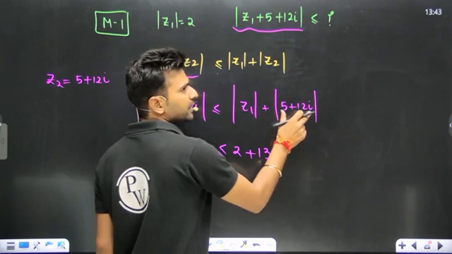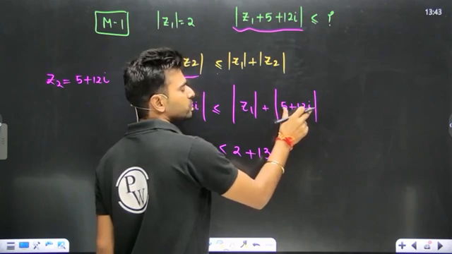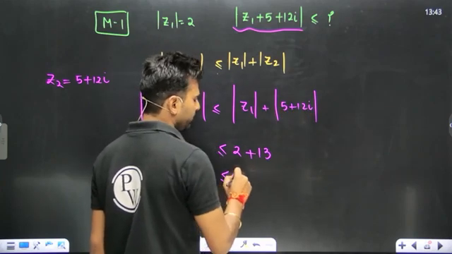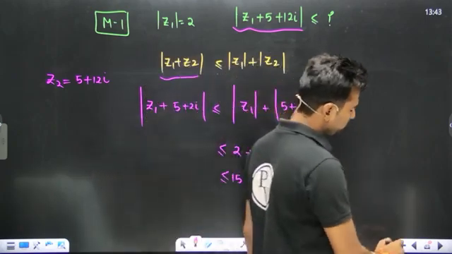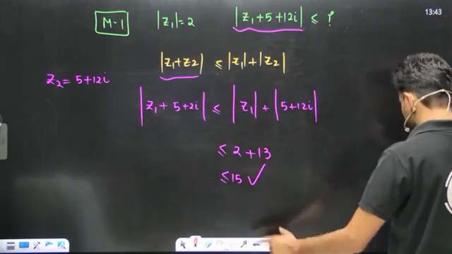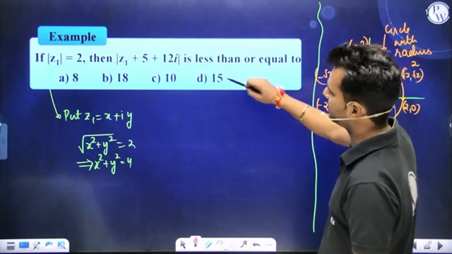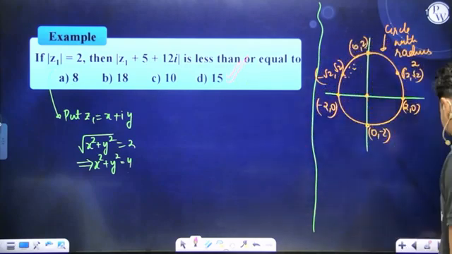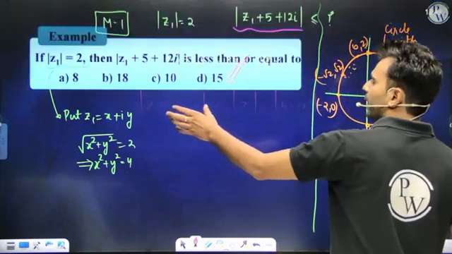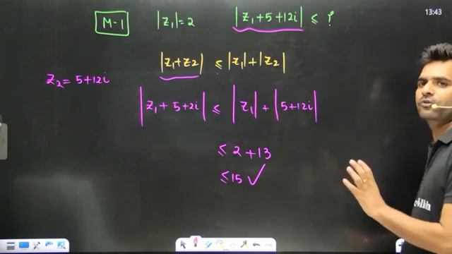I hope you can calculate the modulus of this: under root 5 squared plus 12 squared, that is 13. So this is coming out to be less than or equal to 15. That's it. So this value is always less than or equal to 15. So the answer has to be D for Delhi. So one way is this, the identity you guys know, and you have to make use of the identity.